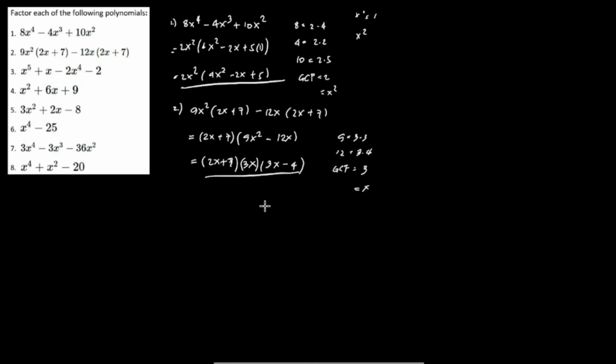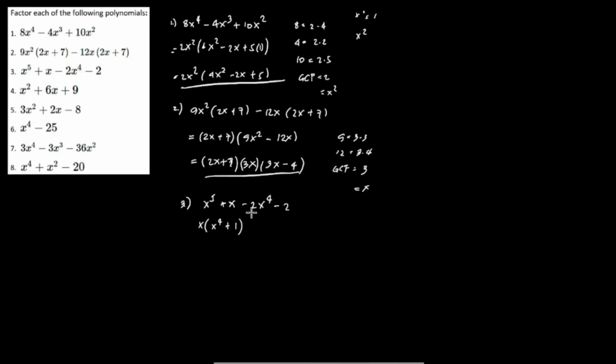This is the factor. Number 3, x exponent 5 plus x minus 2x exponent 4 minus 2. There are 4 terms and you try to group per 2 terms. First 2 terms, x to the fifth plus x, they have a common factor, that's x. And the third and fourth term, the common factor is 2. So x exponent 5 plus x, the common factor is x. X exponent 5 divided by x, 5 minus 1, or x exponent 4, plus x over x is 1 minus 1 is 0, x exponent 0 is 1.